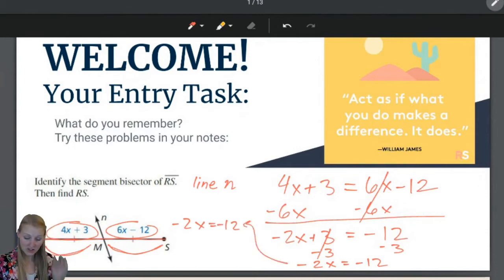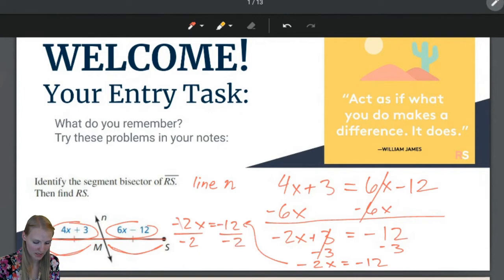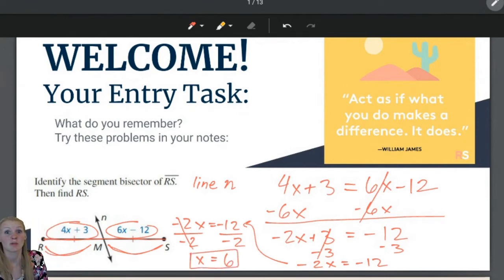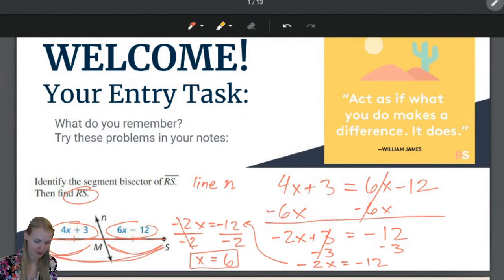To solve this equation, I need to do the opposite of multiplying by negative 2, which is dividing by negative 2. And now, negative 12 divided by negative 2 is 6. Am I done? Have I finished this problem? No, I have not. Because what was the question asking me to do? It asked me to find the length of RS. What have I found? I have found x, which is not the length of RS.